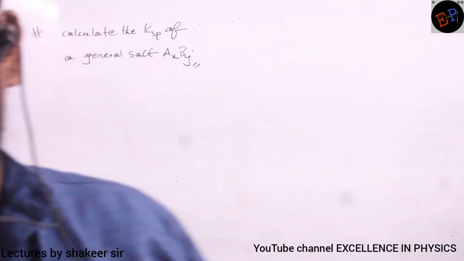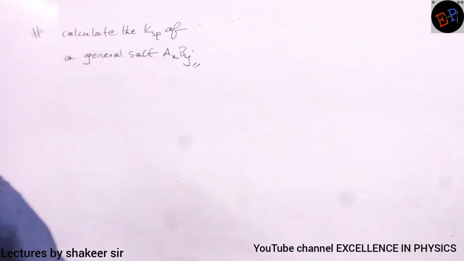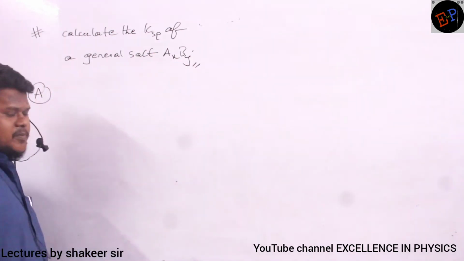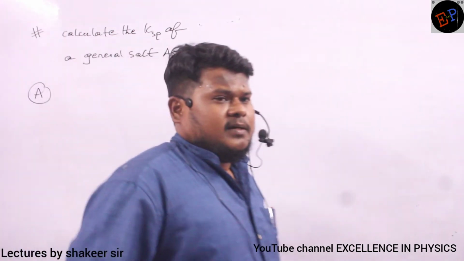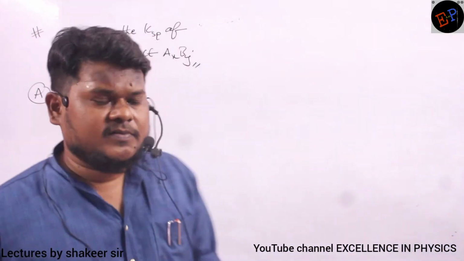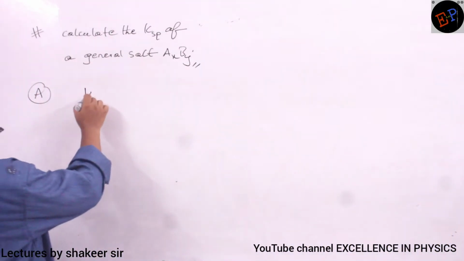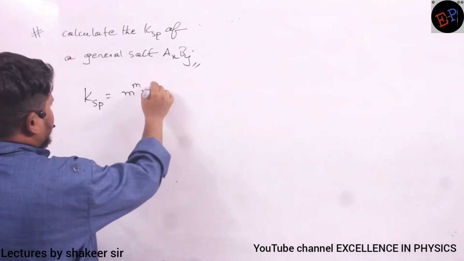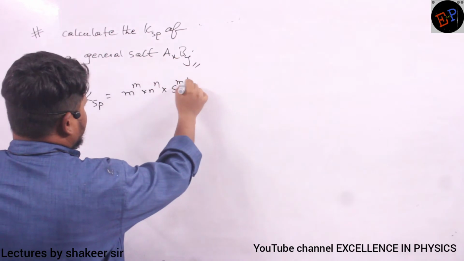Okay, so this is the next question. Calculate the Ksp of a general salt AxBy. What is meant by AxBy? x ions of A are present and y ions of B are present. That is the meaning of this. So how can I write its Ksp? Ksp is equal to m to the power m, multiplied by n to the power n, multiplied by s to the power of m plus n.